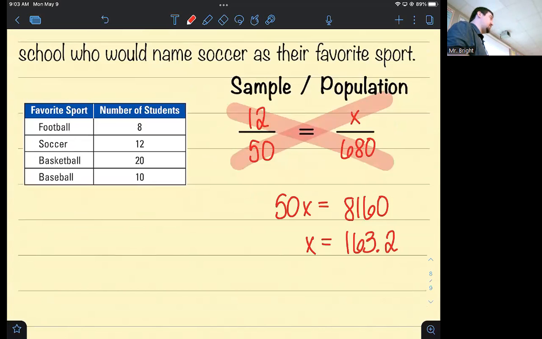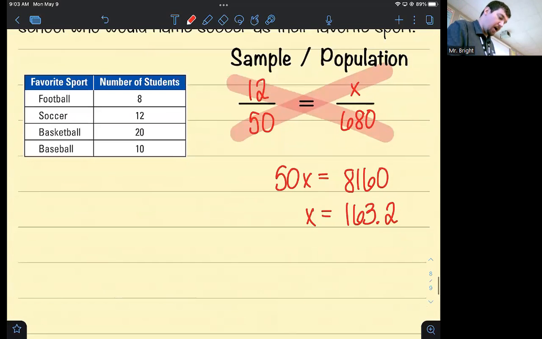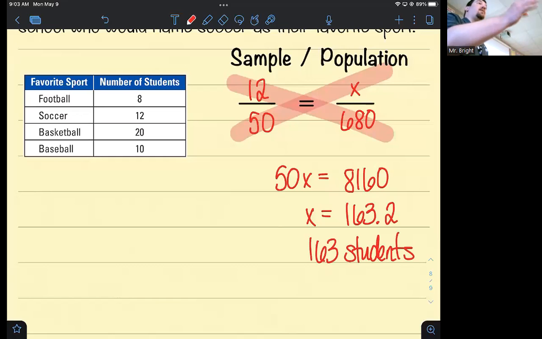When you get a decimal answer, obviously we can't say 0.2 of a person. So we're going to round to the nearest whole number. Is that closer to 163 or 164? 163. So we'll say about 163 students. Yeah. So again, when you're doing your survey projects, do the same thing. If you get 0.2, if you get 0.3, round it down. 0.4, round it down. 0.5, round it up. Okay. All right. That's our notes.